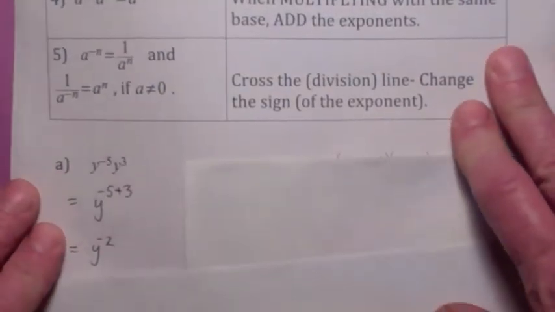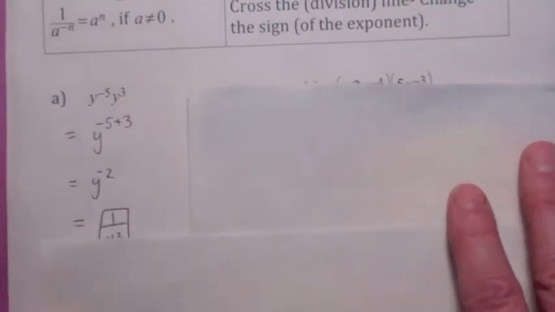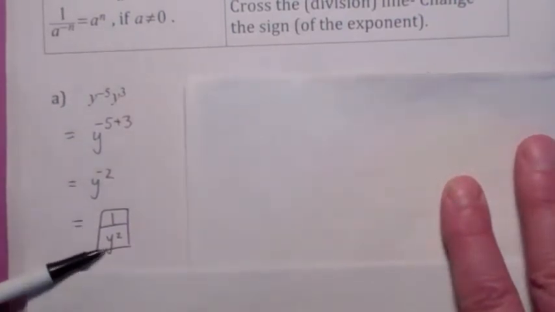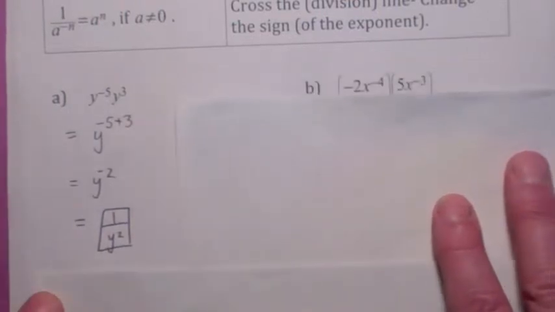Now y to the negative 2 power, you can move down the exponent. You would not leave your answer like this. It's not considered simplified. Move it down to the bottom, make it a positive 2. So 1 over y to the 2 is your answer.